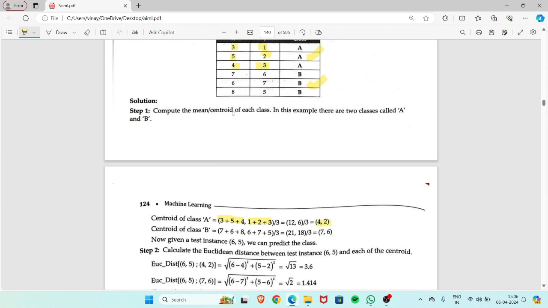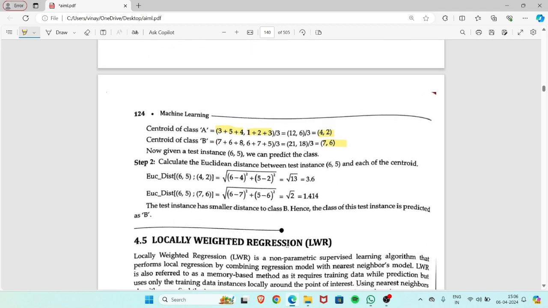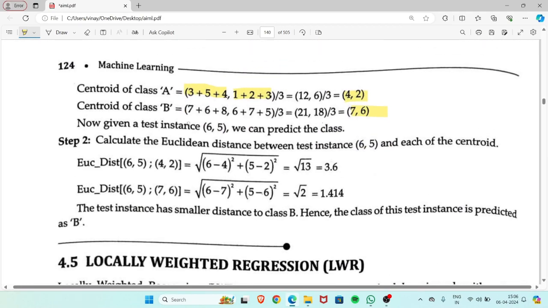Now class B, similarly we can find out: 7 plus 6 plus 8, 6 plus 7 plus 5, divided by 3. So it becomes 7 and 6. So the centroid of class A and B is found. Now we are given a test instance 6 and 5. Based on this test instance, we have to find the Euclidean distance.